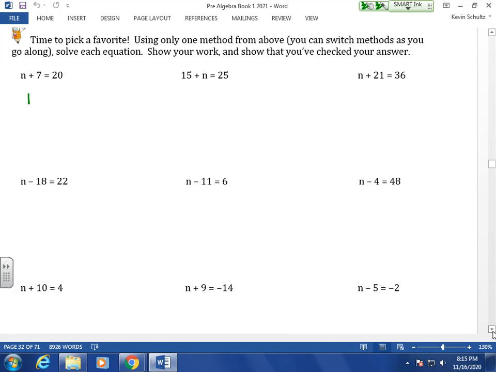By doing it well, this is what I want to see. I want to see you rewrite the equation n plus 7 equals 20. I want to see you subtracting 7 from both sides. I want to see that 20 minus 7 is 13. And I want to see you check it. Does 13 plus 7 equal 20? Yes. There should be really no excuse for getting any of these questions wrong on this page if you are checking your answer. Okay, I want you to do that.